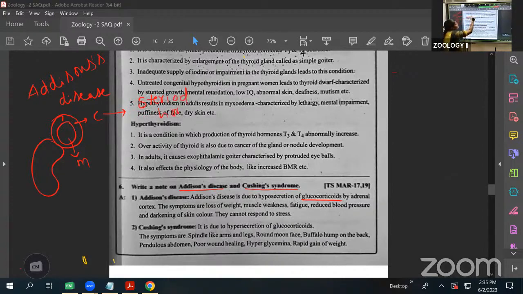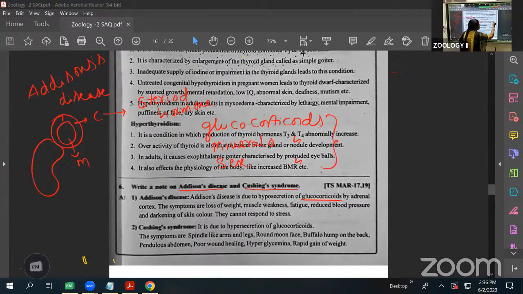For example, the cortex is divided into three zones. The outer zone mainly secretes the glucocorticoids. Next, the middle one secretes the mineralocorticoids. And the last, the inner one, secretes the sex corticoids. Like this, they produce the corticoids, which are steroid hormones.